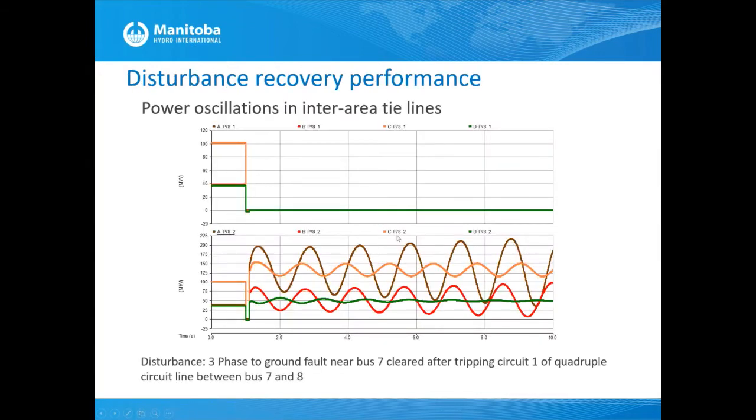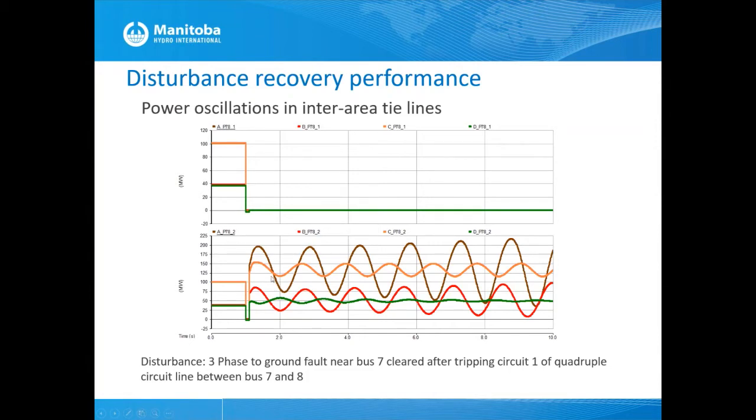So in this slide, I'm showing power transfer in the interior lines. Remember, there are 4 lines from area A to area B. So we apply a disturbance, which is a fault in circuit 1 close to bus 7, which is in the area 1 side, and that is tripped after a while to clear the fault. So you can see power transfer goes down in circuit 1, and there are 3 other healthy circuits.